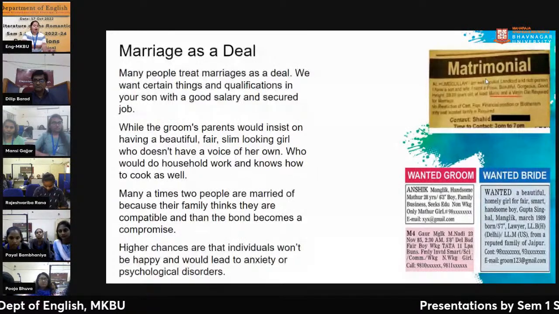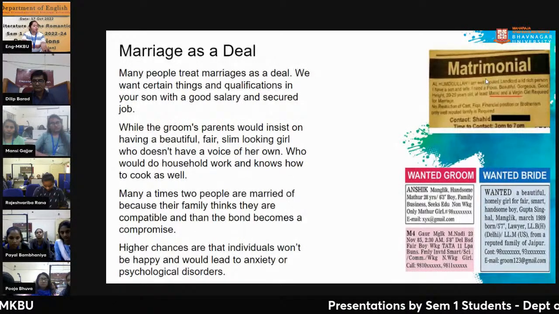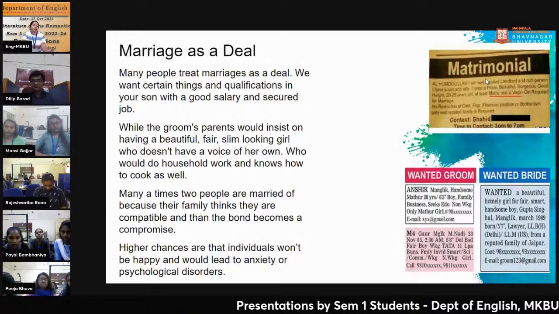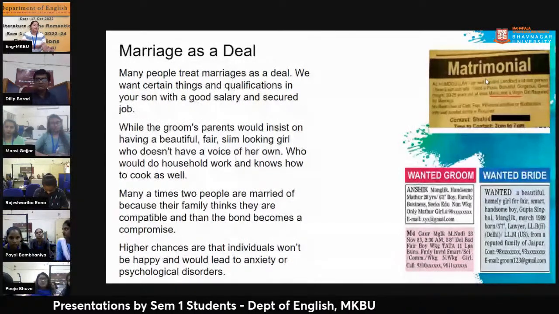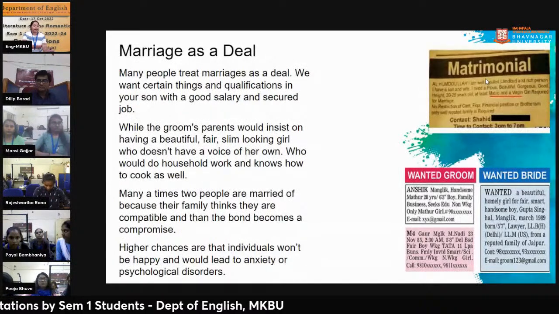Higher chances are that individuals won't be happy, and it would lead to anxiety or psychological disorders, because nowadays having psychological disorders is a leading problem in our country.